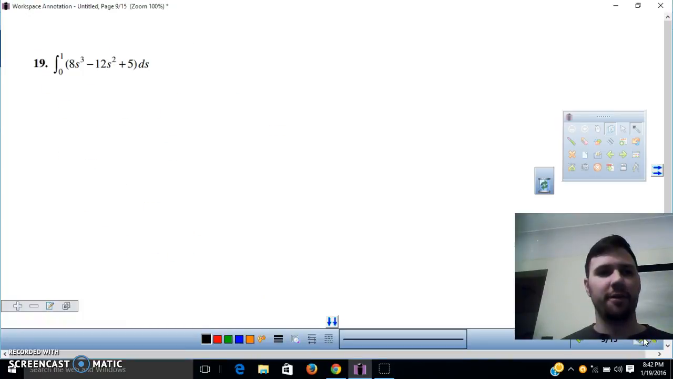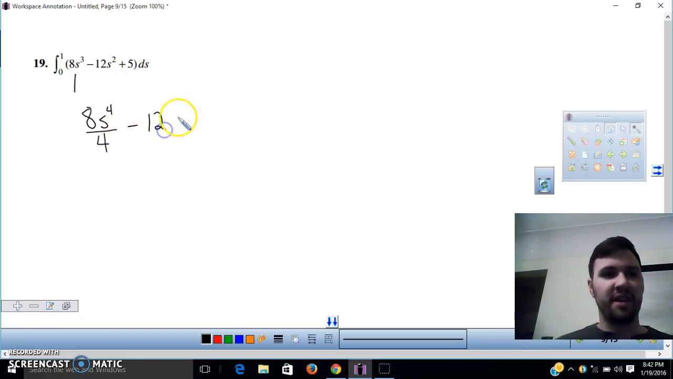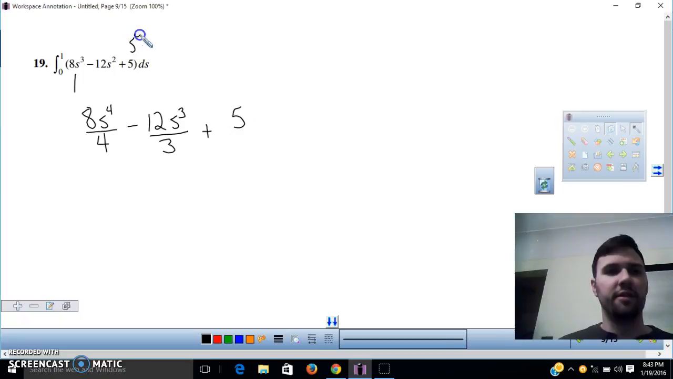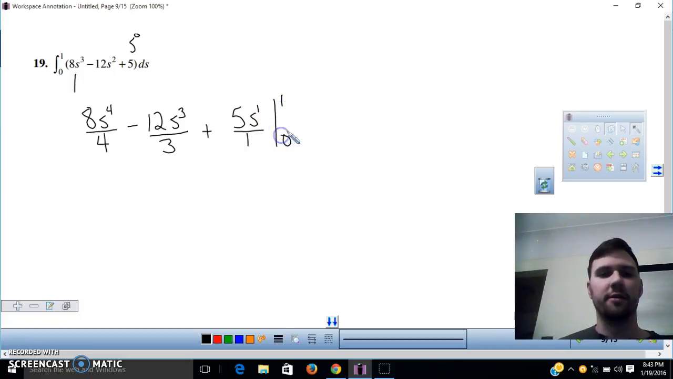Alright. Did that one. I know this one. Same rule. First things first, we have to take the antiderivative. So the antiderivative of 8s to the 3rd is 8s to the 3 plus 1, which is 4, and we divide by our new exponent, which is 4, minus 12s squared: 2 plus 1 is 3, divide by our new exponent, which is 3, plus 5. This was s to the 0. S to the 0 plus 1 is 1, all over 1. And we're going to evaluate that from 1 to 0.